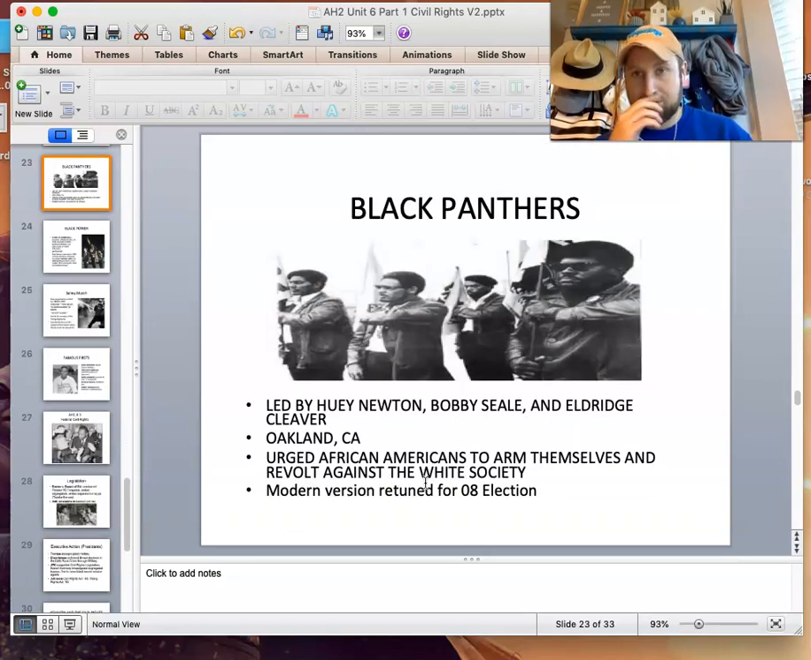The Black Panthers. The Black Panthers are often talked about. They're mentioned in a Beyonce song. They're referenced in pop culture. They made a brief reappearance in 2008 during the Obama initial run for the White House, although that was not the real Black Panthers. They were founded by a group of young African Americans from Oakland, the Bay Area: Huey Newton, Bobby Seale, and Eldridge Cleaver.